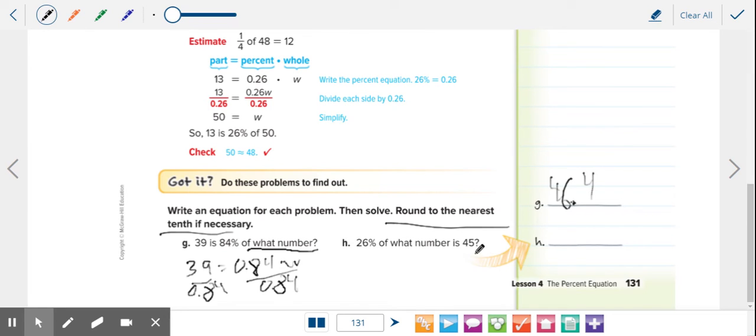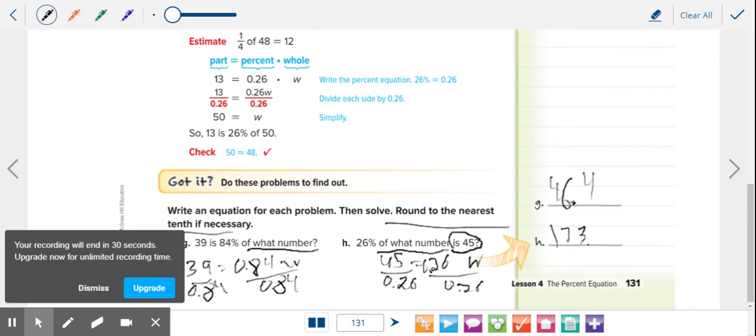Next up, it says 26% of what number is 45? So the 45 was over here, but it's still attached to that "is." It's still "of what number," so we know that we're solving for the whole. Out of, we don't know what the number is. 26% as a decimal, there you go. So we divide by 0.26. You get 173.1. In this case, you've got to be careful because it came out as 0.0, which you might think it rounds, but the 0.07 makes it go up to a 1. And there you have it.